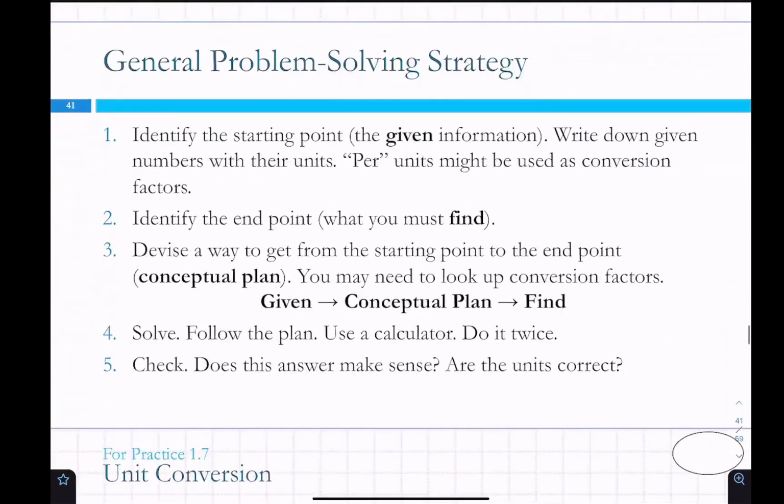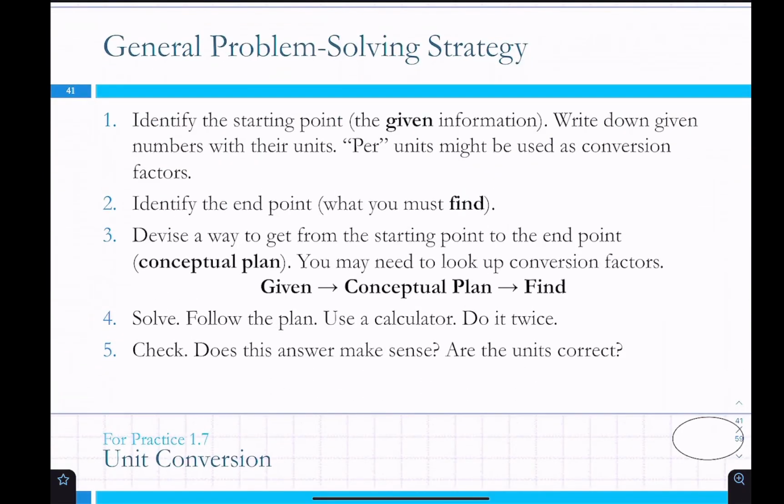Eventually you get a sense for those, like it's about 2.2 pounds per kilogram. Right, so the general problem solving strategy then for any, especially word problems, that's constantly a pain point, is you identify first your starting point. That's your given information. Write down your given numbers with their units, any per units, so something like miles per hour.